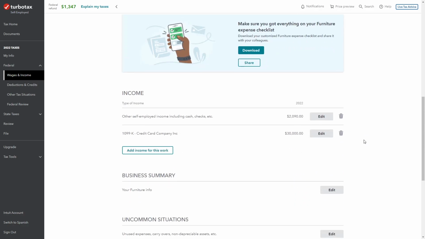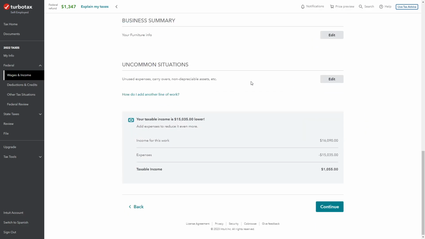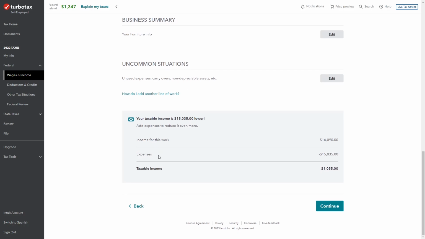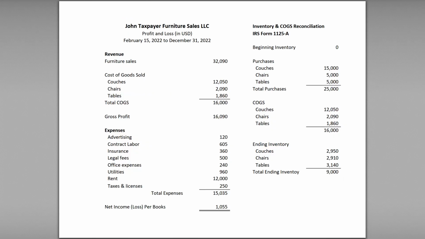So we can close out that screen. Okay, so we close out the uncommon situations screen. And here we have the taxable income from the business, $1,055. And that does reconcile with our net income or loss per books.